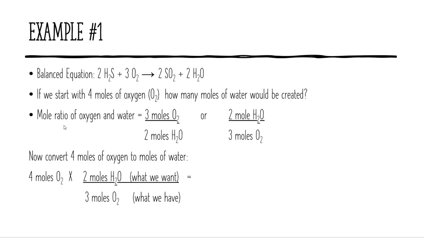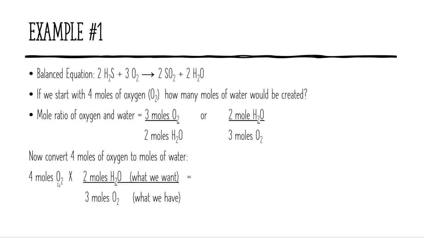So we could have the mole ratio of oxygen and water, because that is what it's asking for, oxygen to water. So we have 3 moles of oxygen, which is made, the mole ratio, remember, is made from our balanced equation, to 2 moles of water, or we could have 2 moles of water on top and 3 moles of oxygen on the bottom. Now we're going to convert 4 moles of oxygen to moles of water.